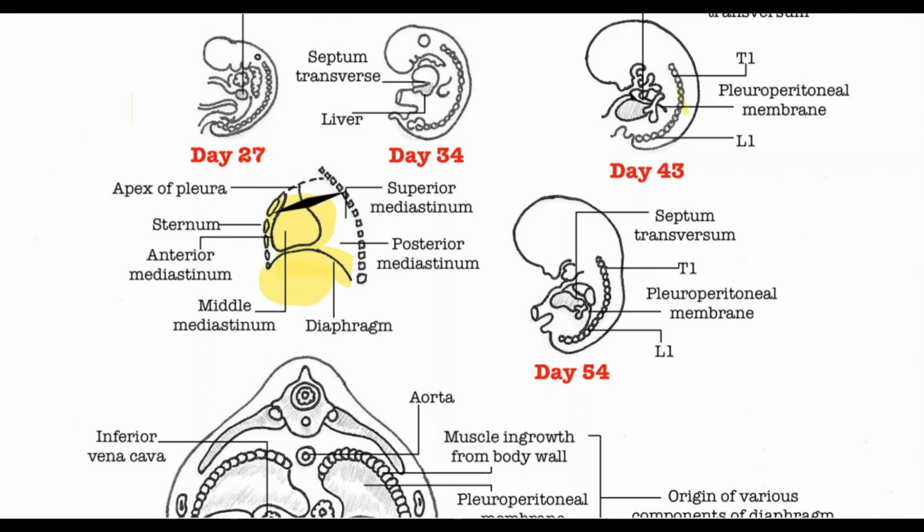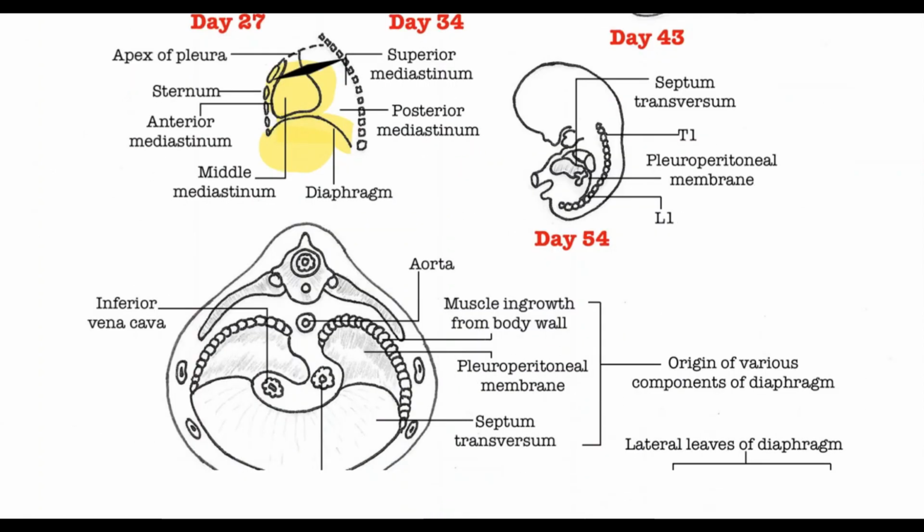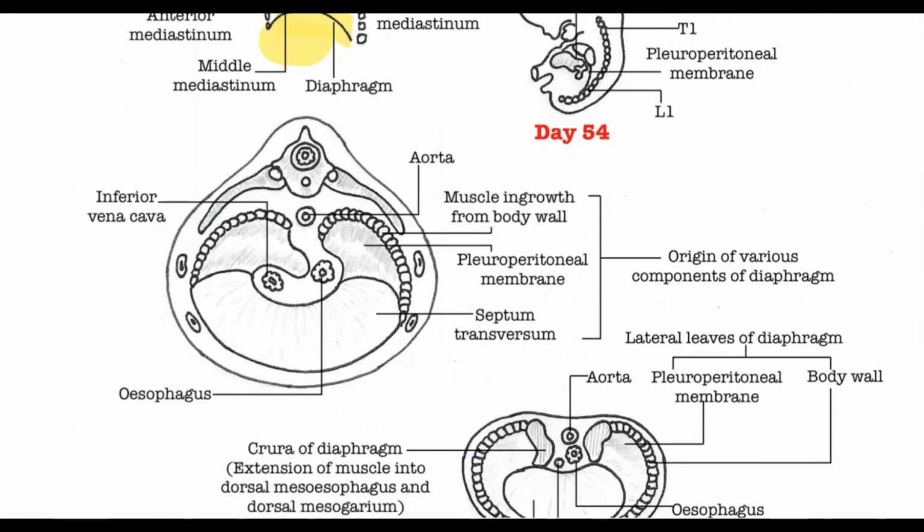function in respiration. The thoracic cavity arises from four embryonic components, the first being the septum transversum, followed by the pleuroperitoneal membranes, and then the dorsal mesentery of the esophagus, and finally, the muscle growing out of the lateral body wall.